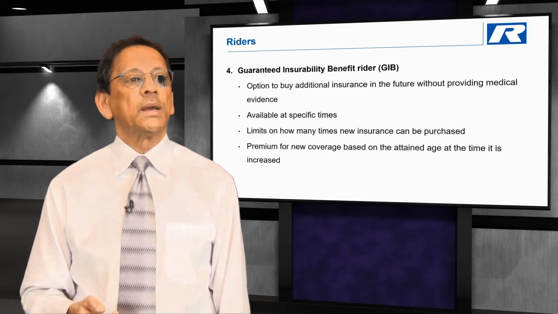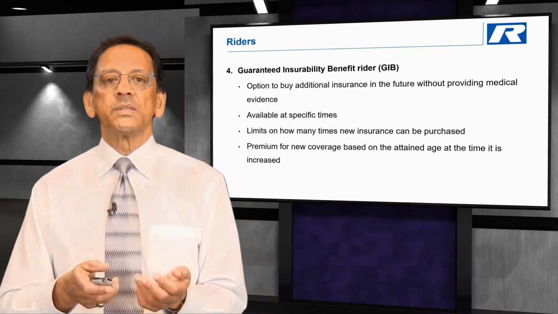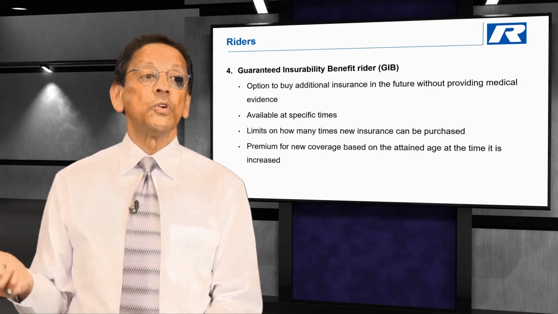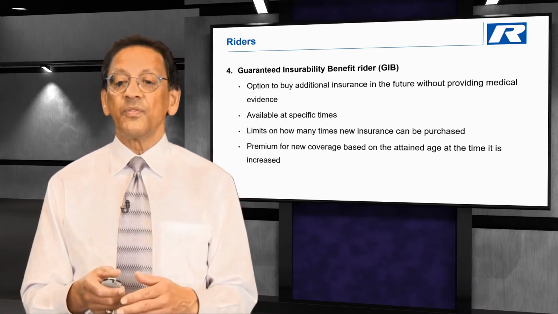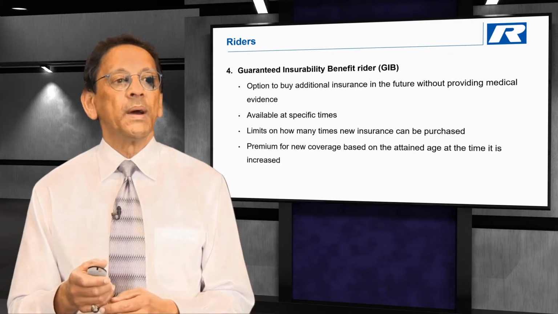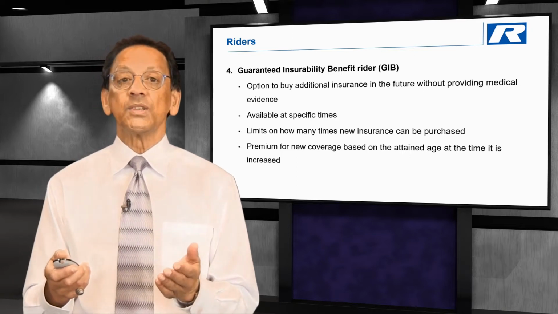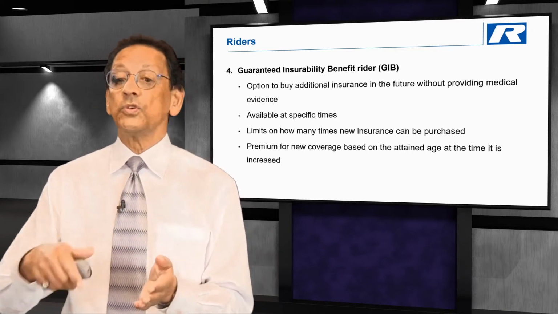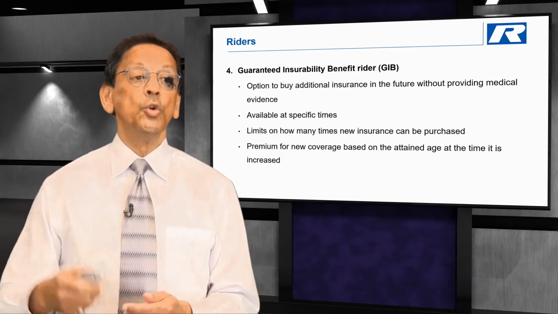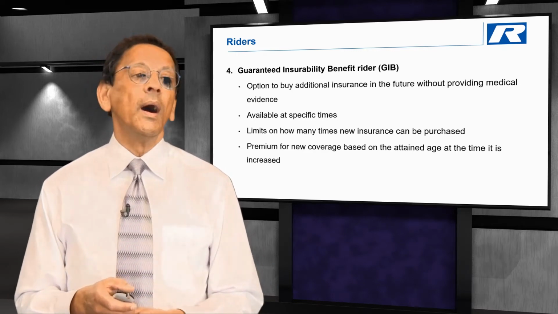The fourth rider we want to look at is something called a guaranteed insurability benefit. And so guaranteed insurability is exactly what the title says. You are guaranteeing your insurability for the future. So a guaranteed insurability benefit, you might see it as a benefit rider or rider in terms of the name, but it's the option to buy additional coverage in the future without providing any medical evidence. So you are today guaranteeing your future insurability. So regardless of what happens to you with respect to your health in the future, you can buy additional insurance coverage if you have a guaranteed insurability rider in place.